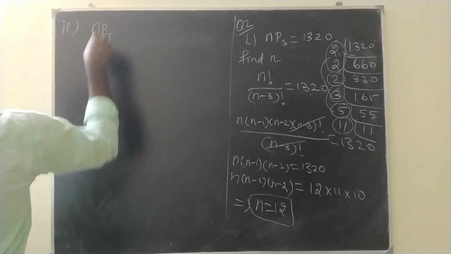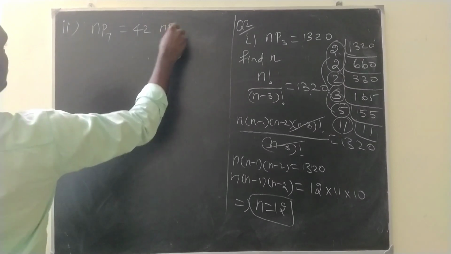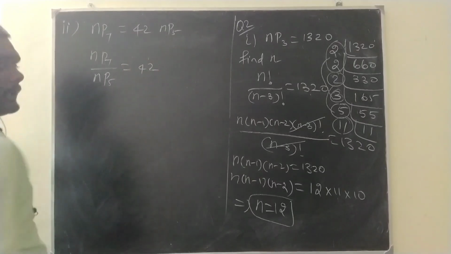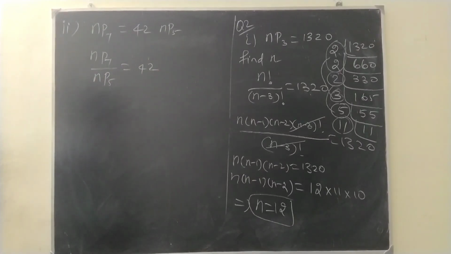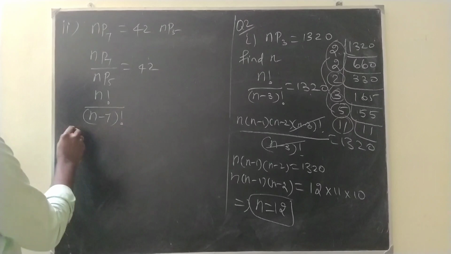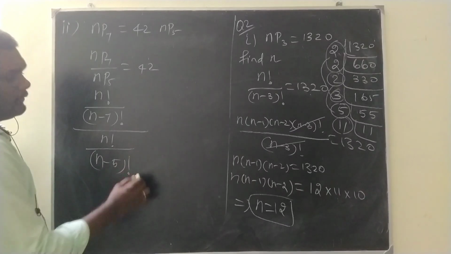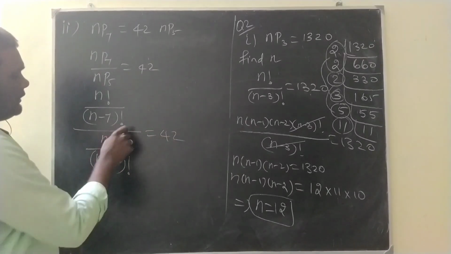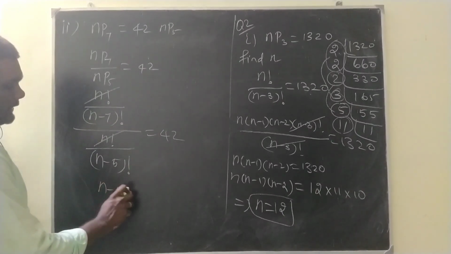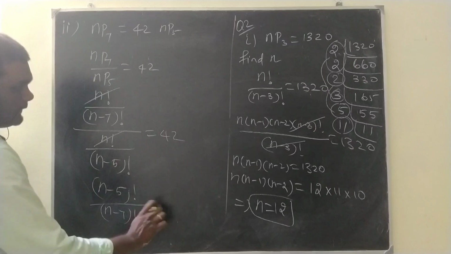nP7 by nP5 is equal to 42. What is the nP7 formula? n factorial by (n minus 7) factorial, whole divided by n factorial by (n minus 5) factorial, that equals 42. Easily n factorial can be cancelled. Then remaining we have (n minus 5) factorial divided by (n minus 7) factorial equals 42.